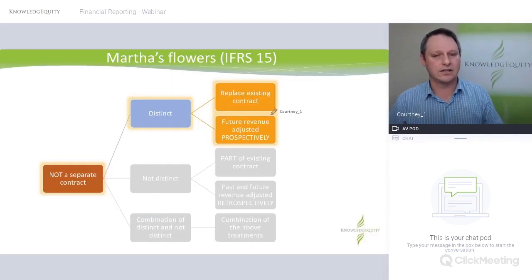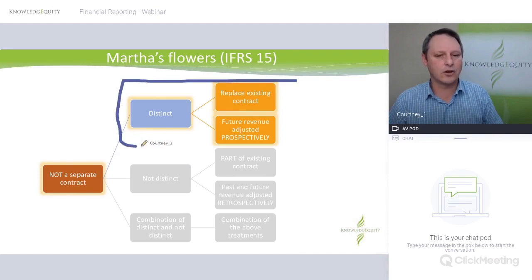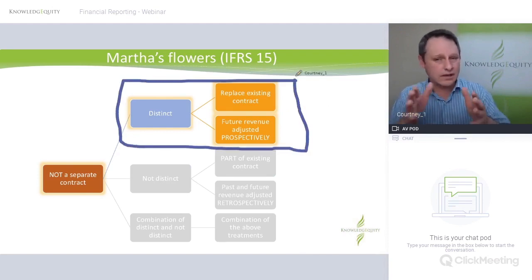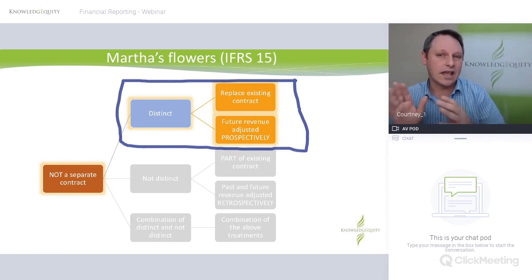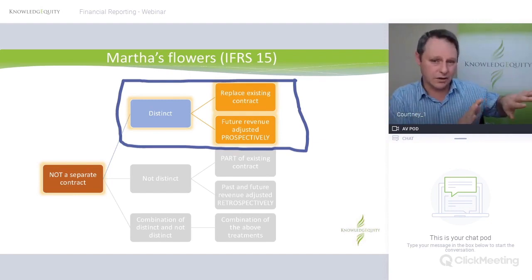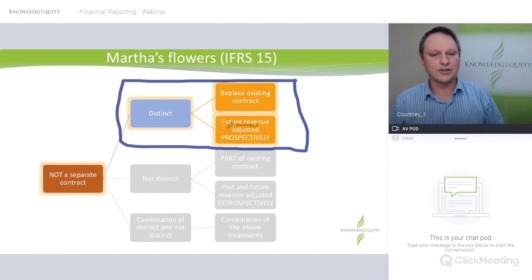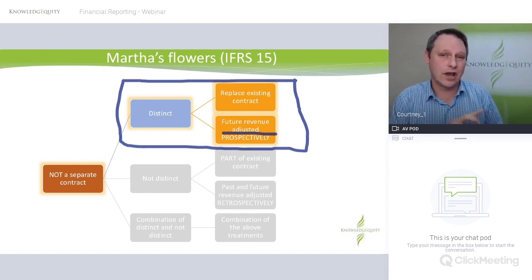So in this case, we have a distinct change. We've got 600 more flowers being delivered in the next month. That changes it into the future. The past has already been dealt with. So we need to adjust the future revenue, and we do not make any changes to January or February. So how do we adjust the future revenue? What is it going to look like?